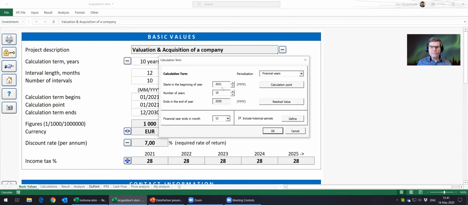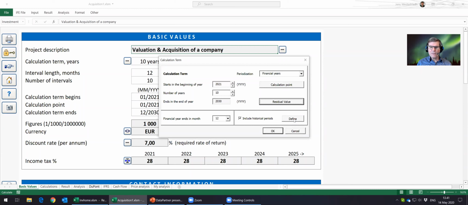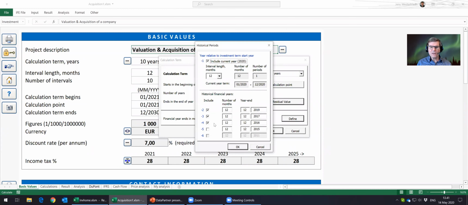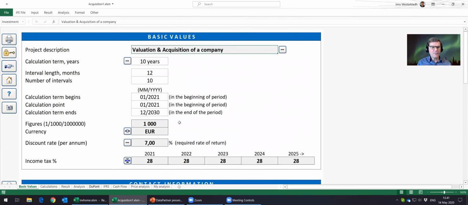So yeah, 10 years forecast on annual basis plus residual value perpetuity / extrapolation. We have included 4 historical periods: 2020, 2019, 2017, 2016. So that's the periods, and numbers are in 1,000 euros, and here's discount rate set of 7%.